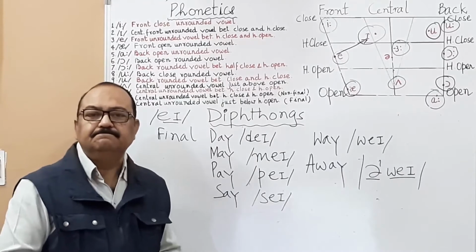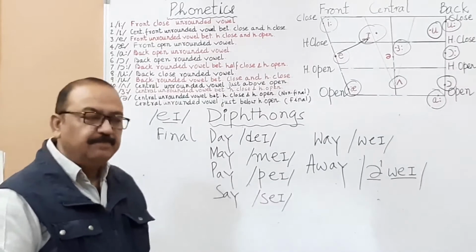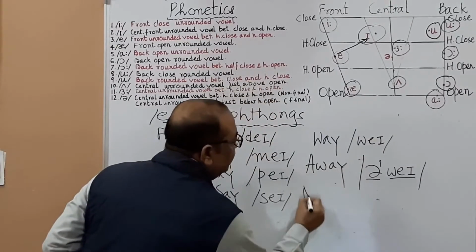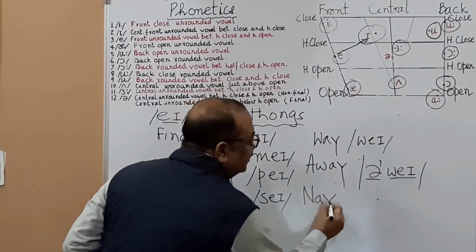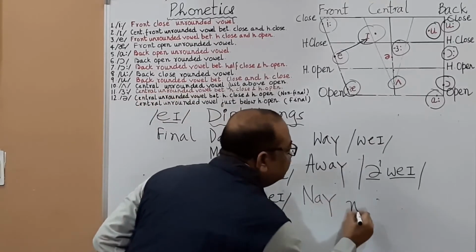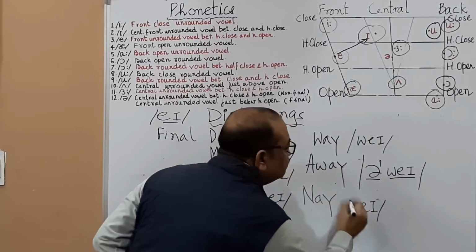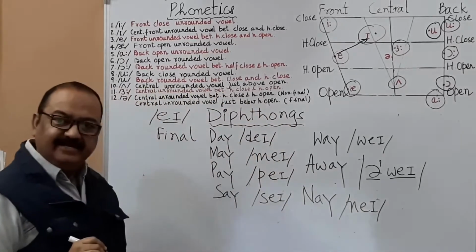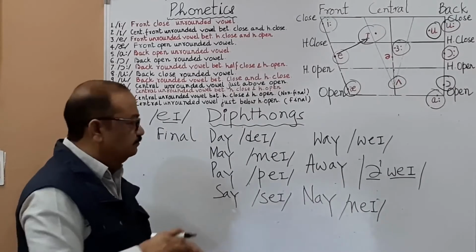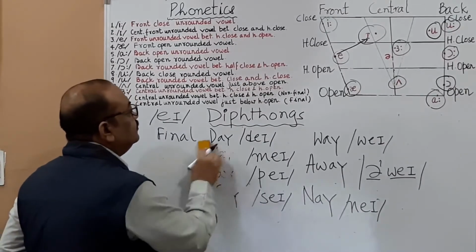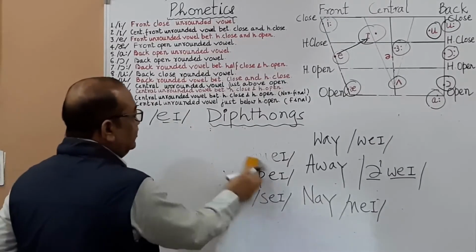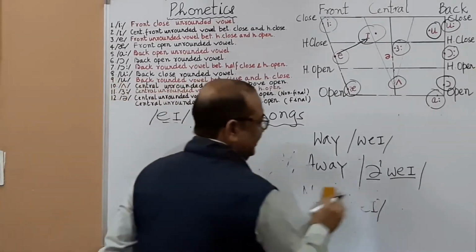Yes, more? Nay. Please come again. Nay. Okay. That is nay. Fine? Yes, sir. So you know where it occurs? So this was the first diphthong that we discussed.